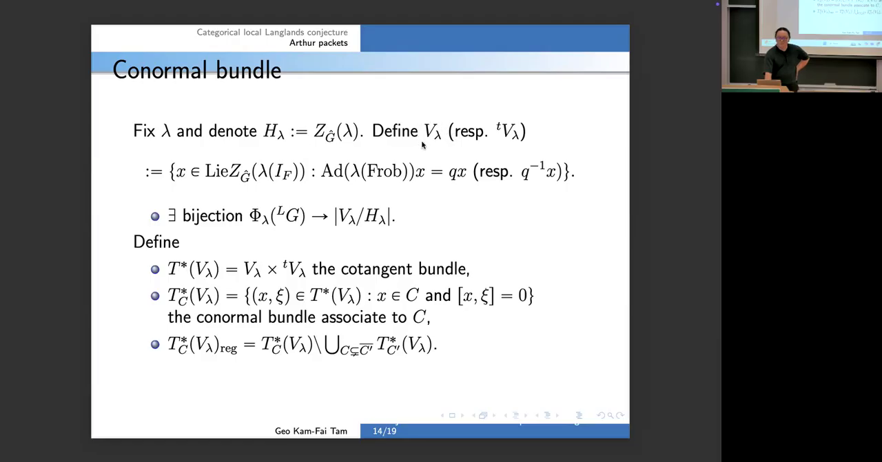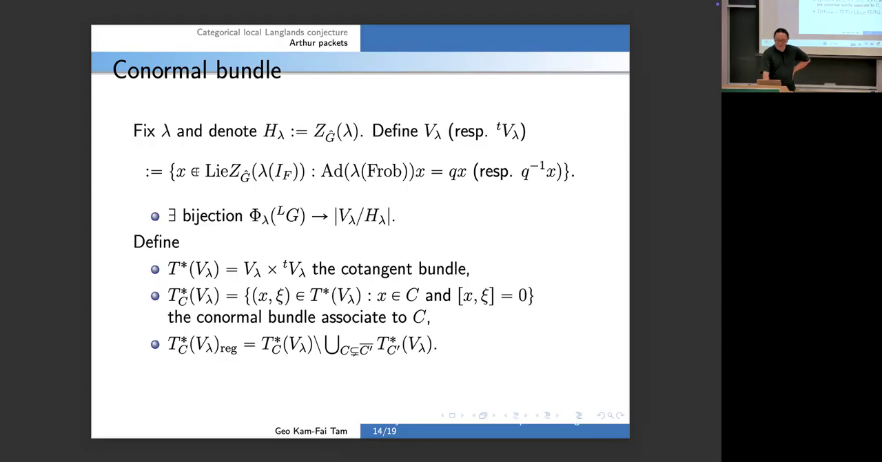This is a p-adic group. This is on the dual side. λ now is an infinitesimal parameter. It's just the Weil group to the L-group.